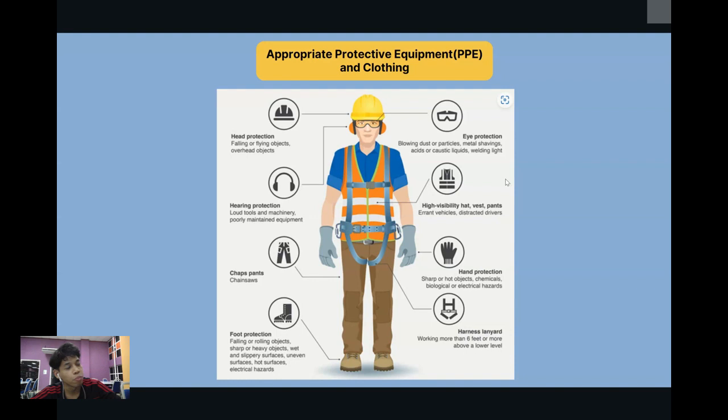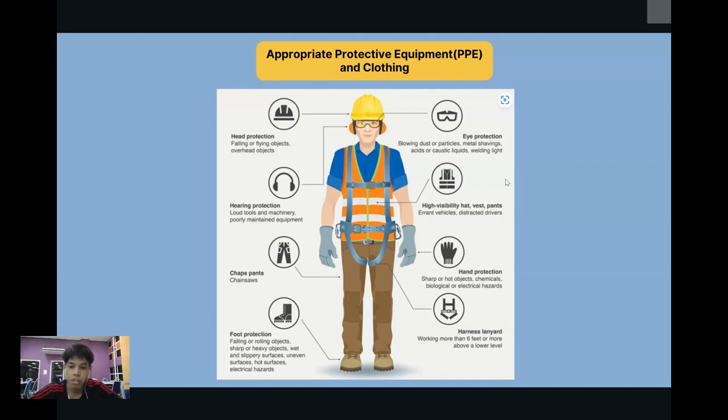And fourth, we have foot protection: falling or rolling objects, sharp or heavy objects, wet and slippery surfaces, uneven surfaces, hot surfaces, and electrical hazards. Fifth, eye protection: blowing dust or particles, metal shavings, or acids. Six, high visibility hat, vest, pants for errant vehicles and to avoid distracted drivers.